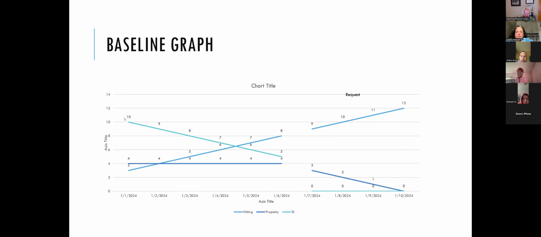Now we have this behavior here, which is self-injury, which is a very serious behavior. But during our baseline phase, what do we see is happening here?